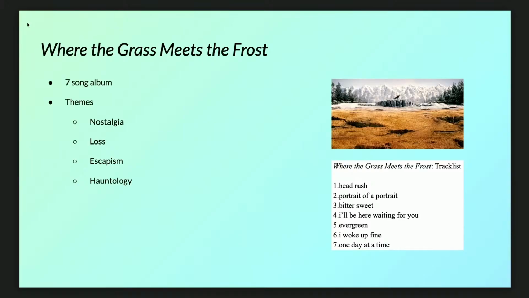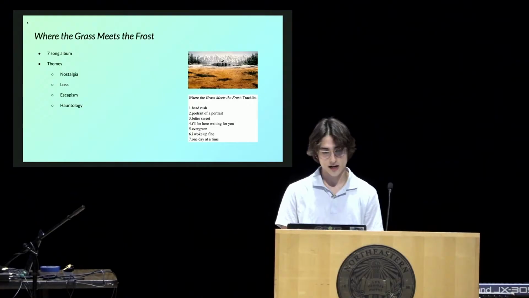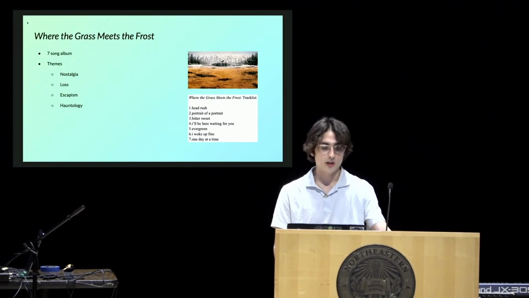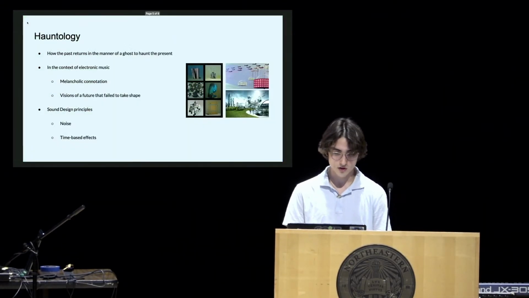So to explore the validity of these arguments, I composed and wrote lyrics for a 7-song album called Where the Grass Meets the Frost. Some of the major themes of the project include nostalgia, loss, escapism, and hauntology, all of which you're probably relatively familiar with, aside from the last one, which we'll get into on the next slide.